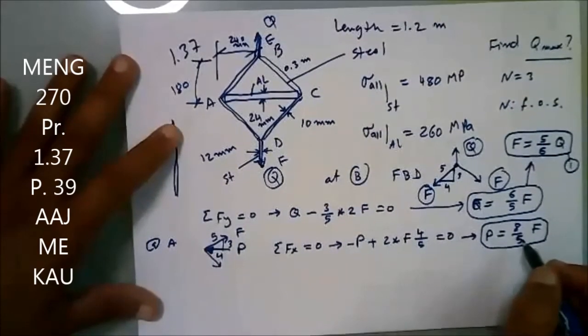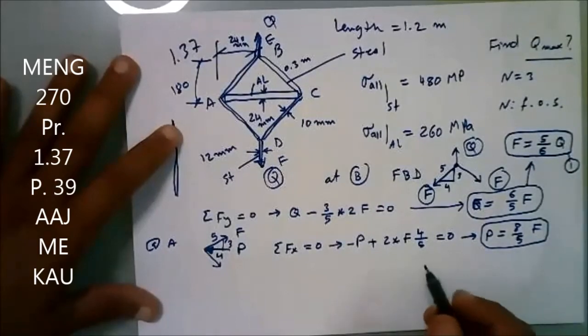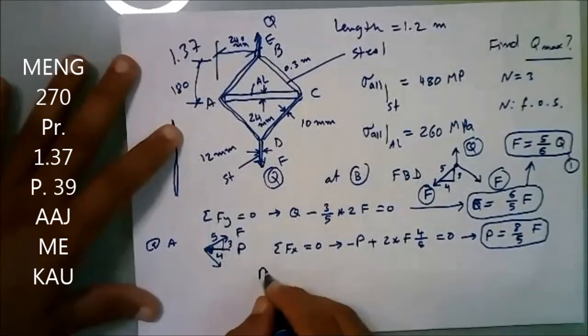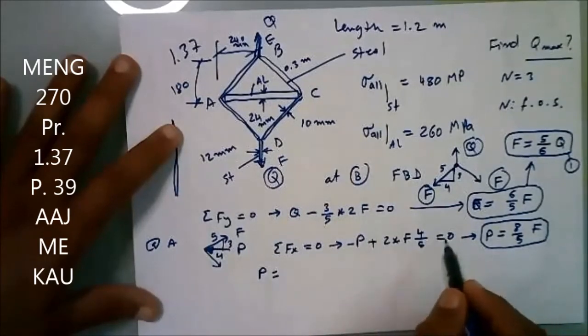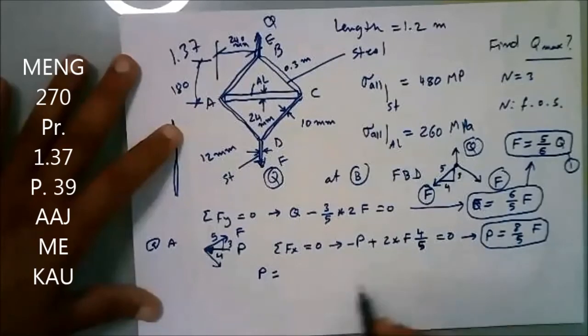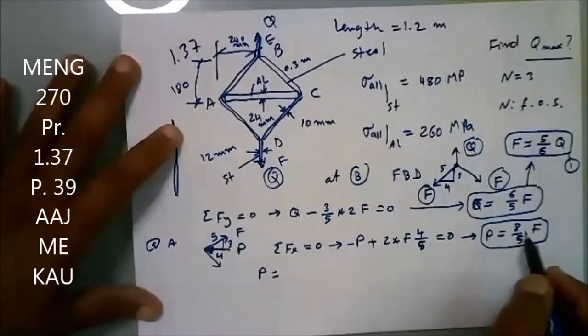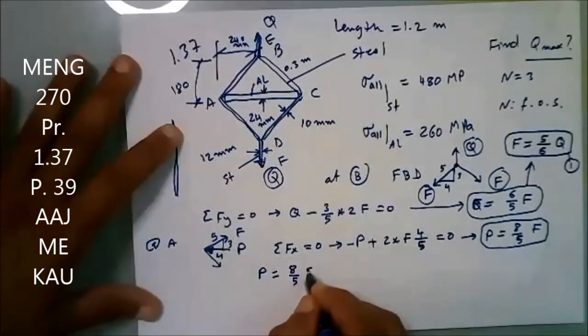We need to replace it in terms of Q. Yes, we have an equation between F and Q. So what would be P? As you can see, we took P to the other side: 2 times 4 is 8, and we have 5 here. Now let's write P in terms of Q. So what is P now? P is 8 over 5 times F.